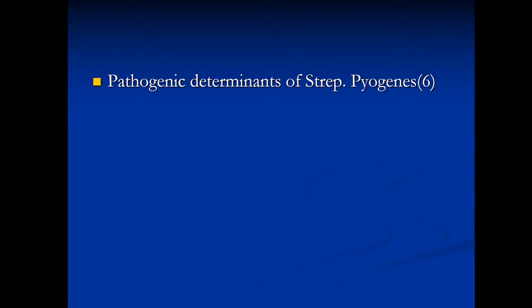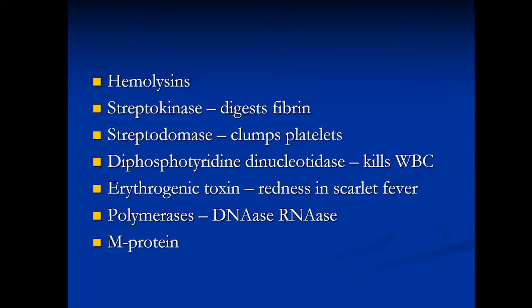Wait, hang on a sec. I think I'm missing one. Diphosphopyridine nucleotidase, which basically kills WBCs. All right, so I still remember five of them. So hopefully you guys will remember six.